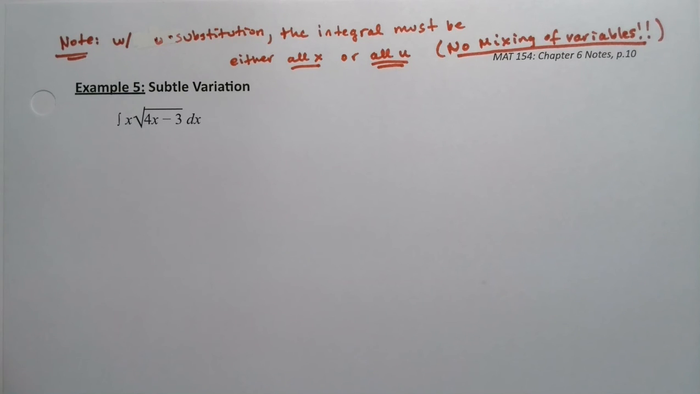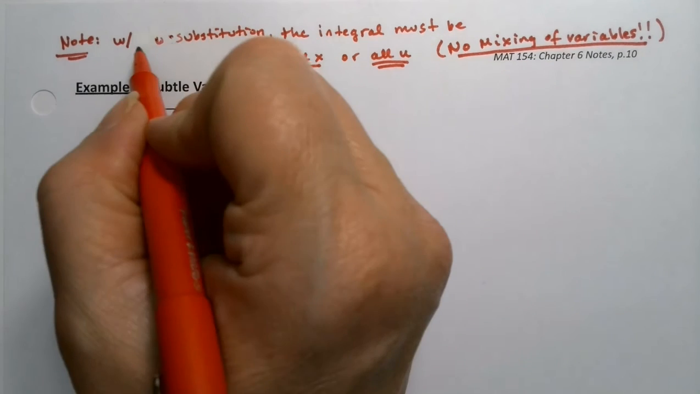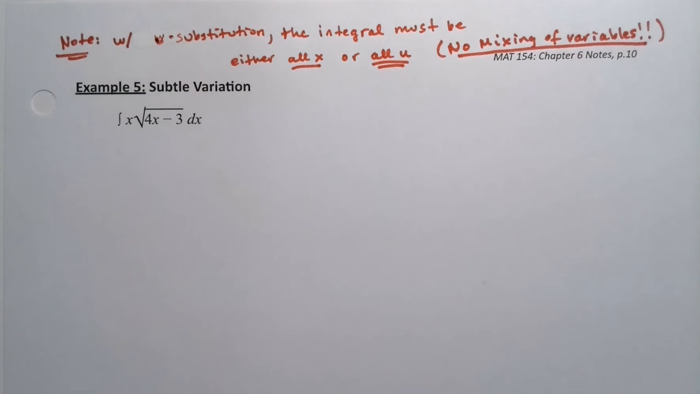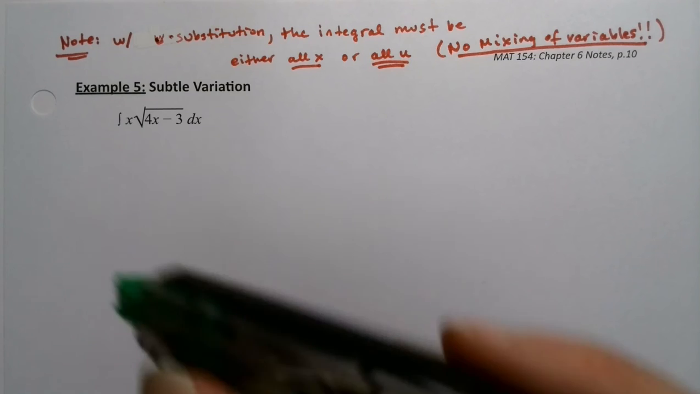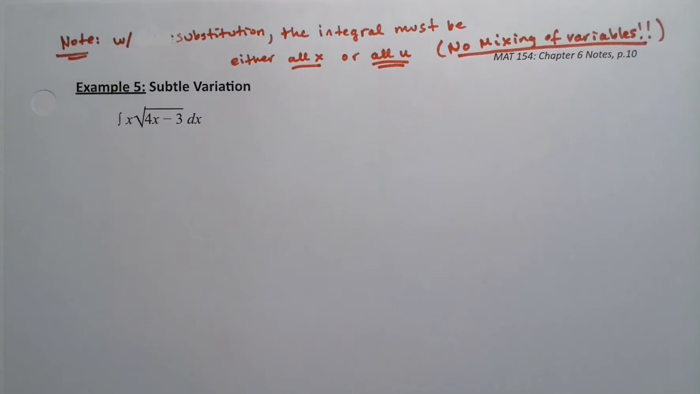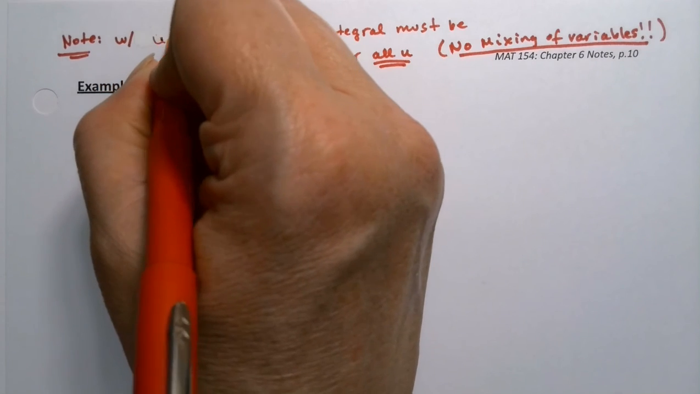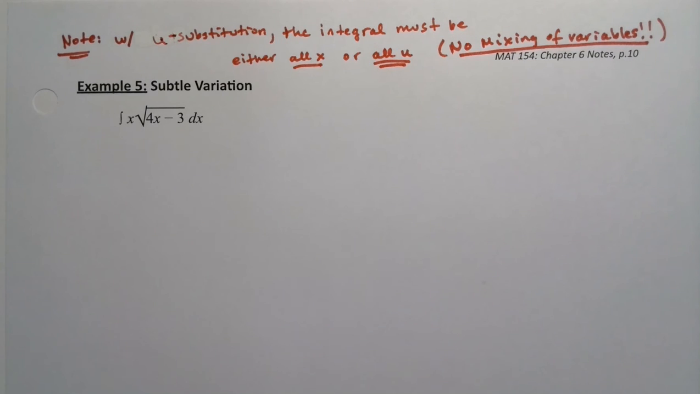Now, before I get into this next problem, because so far u substitution is seeming pretty easy, there's something to remember, which is that with u substitution, actually technically with any substitution, the integral must be either all x or all u. But you can't mix and match. There's no mixing of variables allowed, at least until you're in Calc 3, and then there's a whole other problem, right? But in Calc 1 and Calc 2, there's no mixing.